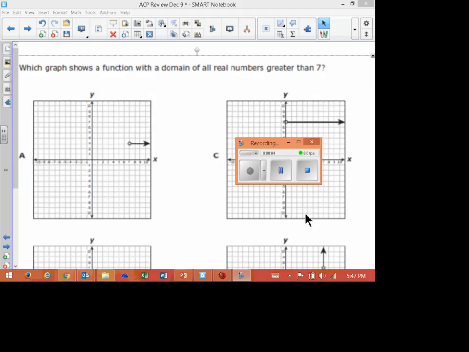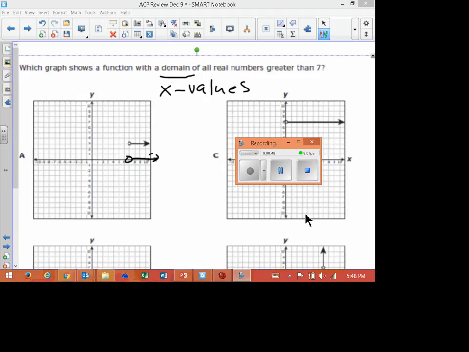Which graph shows a function with a domain of all real numbers greater than 7? Remember, the domain of a function is its x values. Okay, so let's look at the first. If you look at the x values on this function, it starts at 7 and it gets bigger and just increases right from 7. So the domain of this function starts at 7 and includes all numbers bigger than 7.